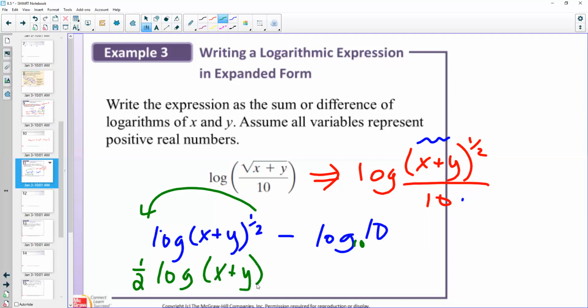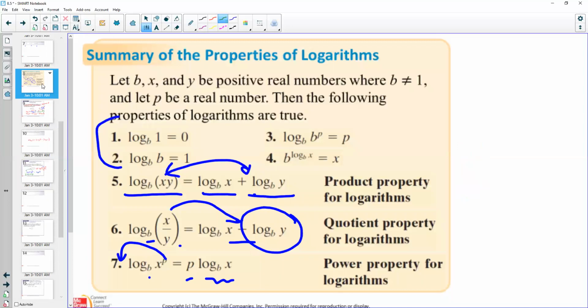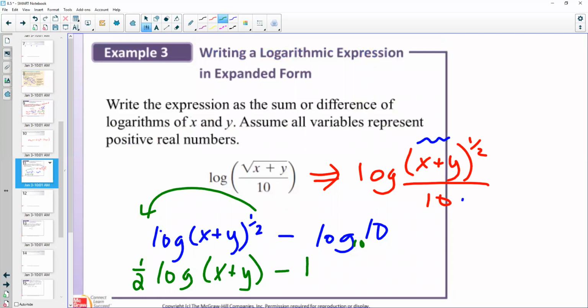Log base 10 of 10, remember we saw way back in these rules, log base something of that same something equals 1. So log base 10 of 10 is just going to be 1. That's finished. That's the expanded form. You can't subtract 1 from that. I don't know what it's worth. So that's what it is.